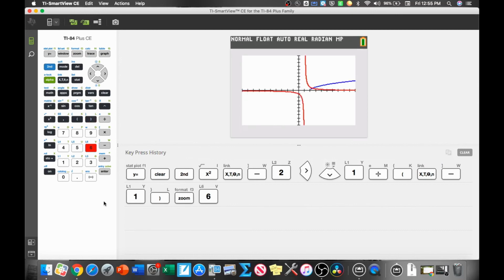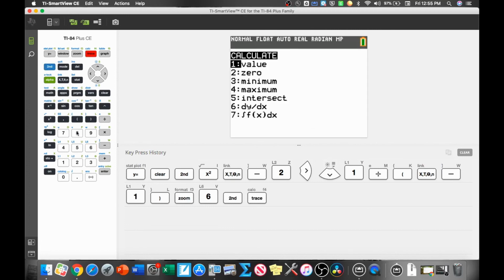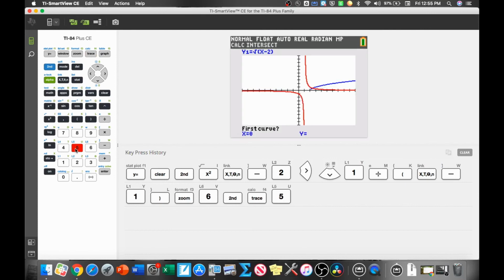All right, so you can see the red graph is the 1 over x minus 1. That's a rational function that is just shifted 1 unit to the right. And then our square root of x minus 2 is a standard square root graph that is shifted 2 units to the right. But what we're interested in looking at this graph is where do these two lines intersect each other, okay? So again, now we're going to go to second level, calculate, and then number 5 is intersect.